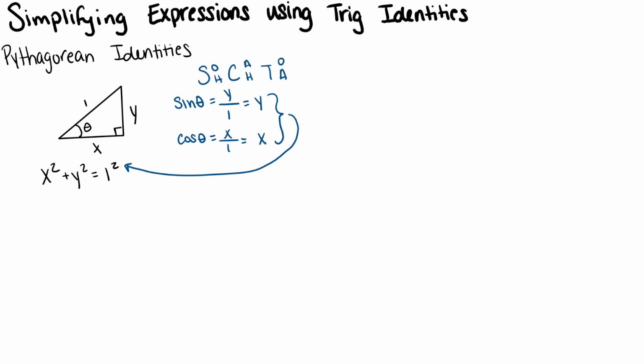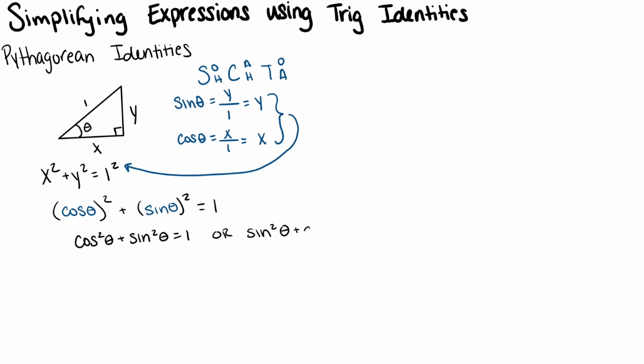So if we know our y and x, we can plug these back into our Pythagorean theorem, or our expression for our triangle, because, again, we found our x and y. So that means our x is cosine, and our y is sine, equals 1. Or cosine squared theta plus sine squared theta is equal to 1. Now, usually you're going to see this written as sine squared theta plus cosine squared theta equals 1. And that is our Pythagorean identity.